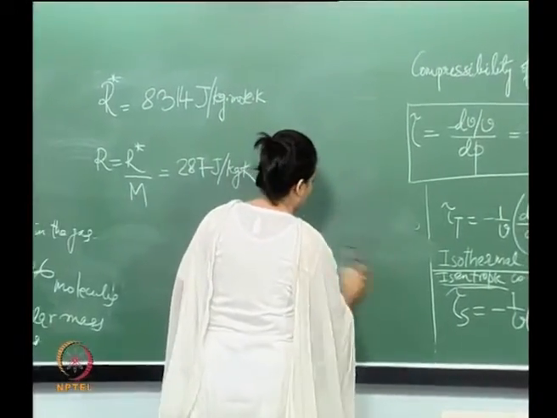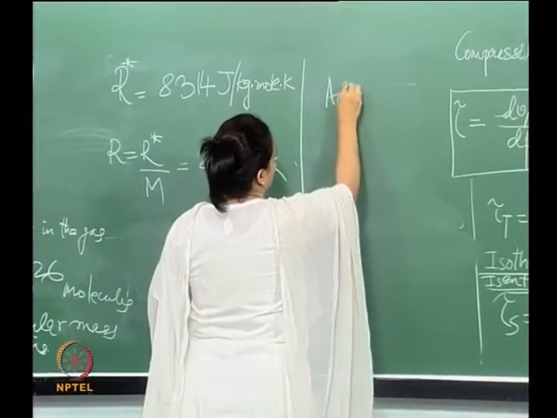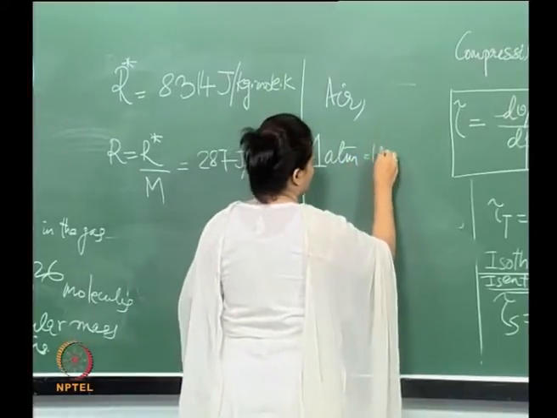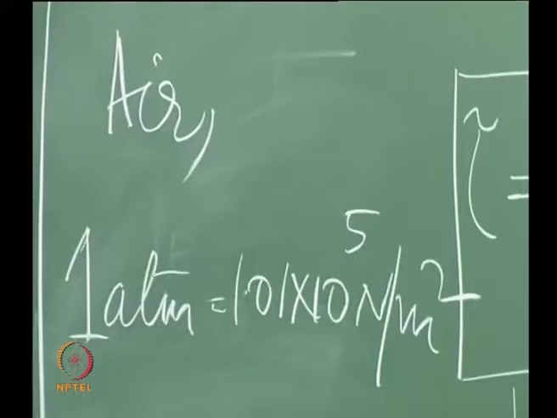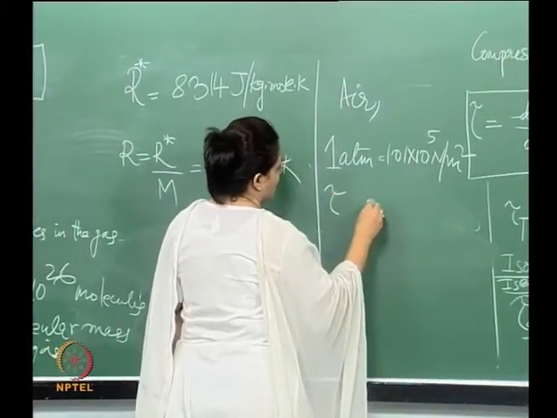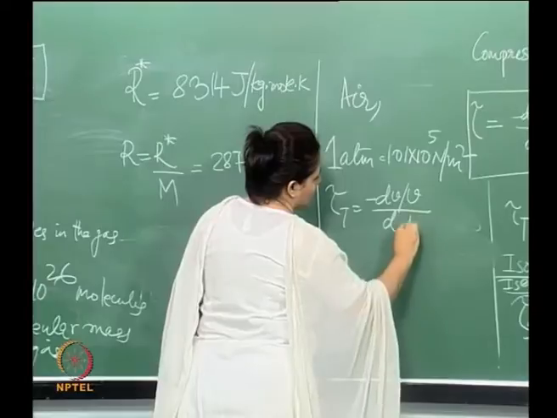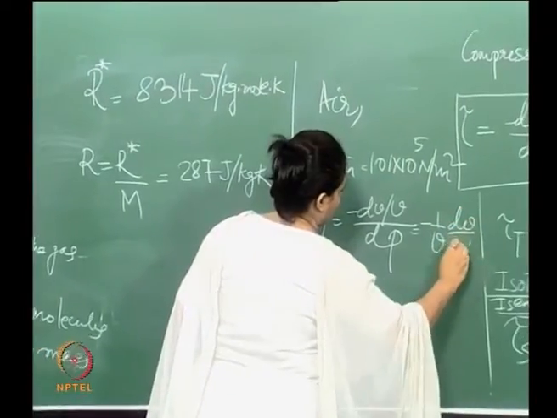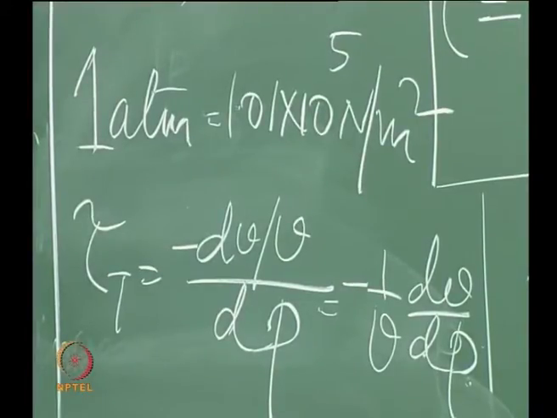Now, air is given, and the pressure is at 1 atmosphere. We need to calculate the isothermal compressibility. What is the isothermal compressibility? Compressibility is nothing but the fractional change in volume per unit change in pressure. So how do I find this out?